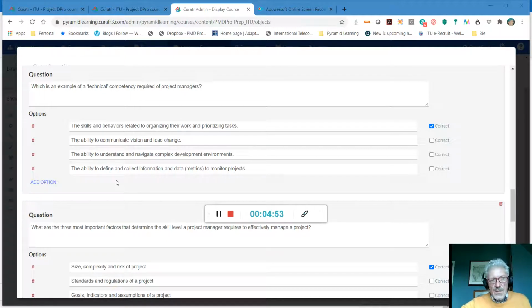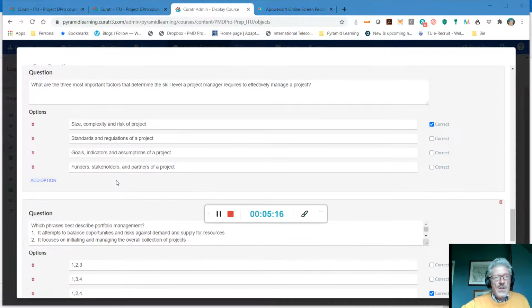Again, a little bit trickier, this one, and I don't really like it, if I'm honest. I think this one is quite close to being a technical one, but it's one of the areas where our sector has put a lot of emphasis, maybe more so than in some other projects or some other sectors, to be honest. So that's why the correct answer, the best one here, is A. And then what are the three most important factors? Well, size, complexity, and risk are the ones that are mentioned in the guide. B, standards and regulations, has got nothing to do with it. Goals, indicators, and assumptions, yeah, that's log frames, but so what? It's nothing to do with the question. And the same is also true about the last one, D.